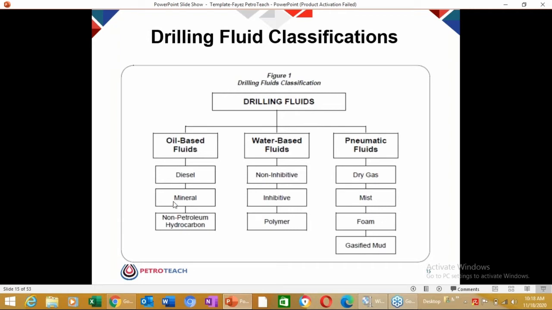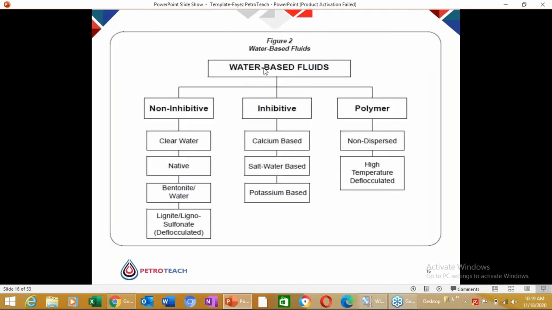Oil-based mud is diesel, mineral, and non-petroleum hydrocarbon. The majority of people now are using non-petroleum hydrocarbon because the first two are considered pollution for the environment. Water-based mud: non-inhibitive and polymer. Pneumatic fluids: dry gas, mist, foam, gasified mud. Also for water-based fluid: non-inhibitive and inhibitive polymer.